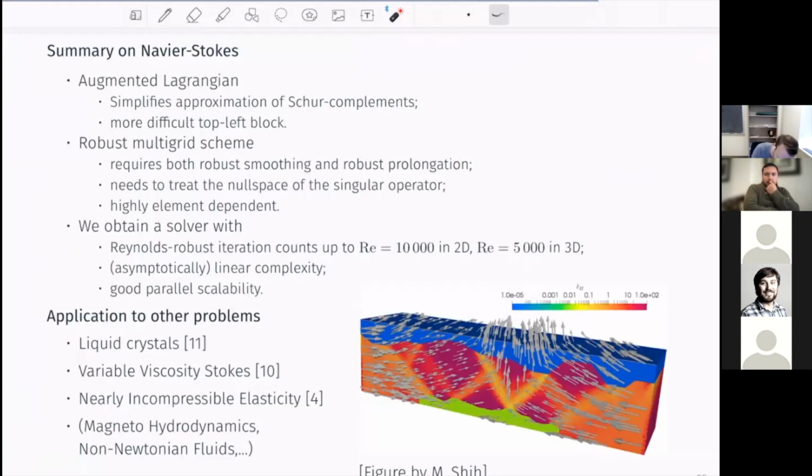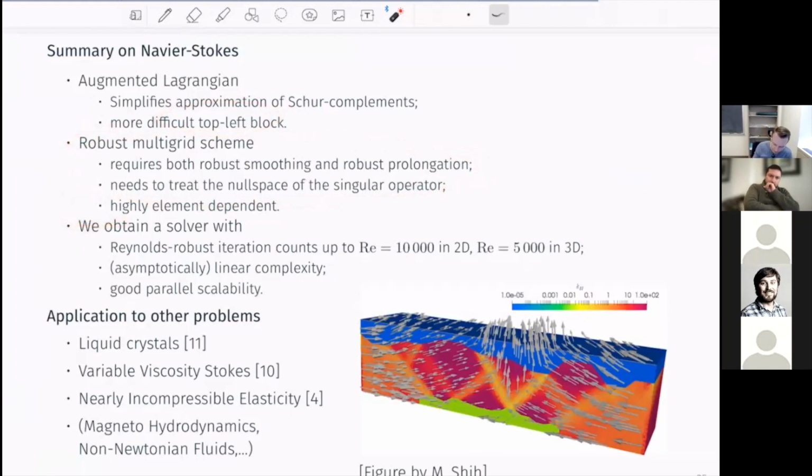So this augmented Lagrangian idea is not an idea that we had. This is an idea that Michele Benzi and Maxim Olshanskii had in 2006. I think I cite this paper, but I don't think I made it explicit enough. Our contribution is really on this multigrid scheme. I should be transparent about this. So to solve this difficult top left block, you have to develop this multigrid scheme.